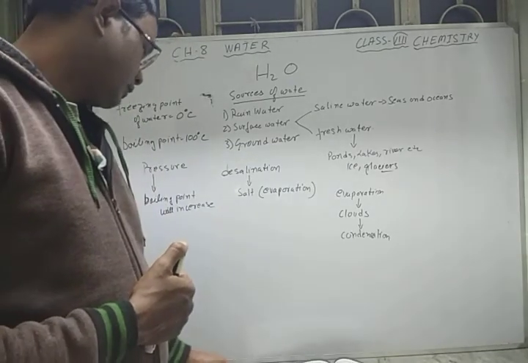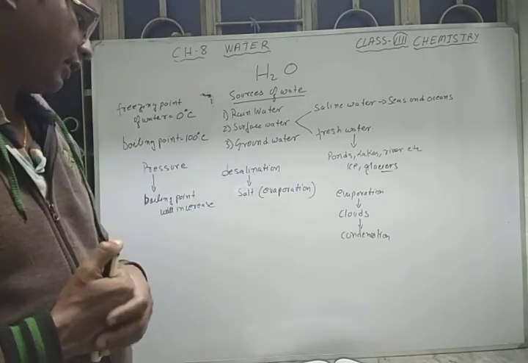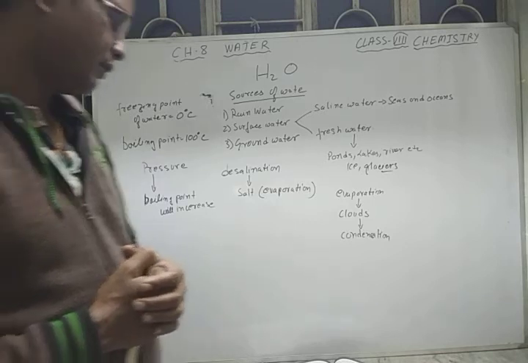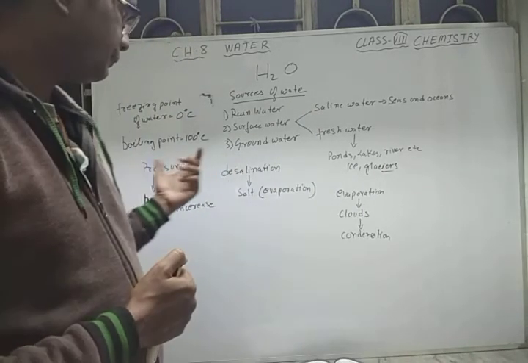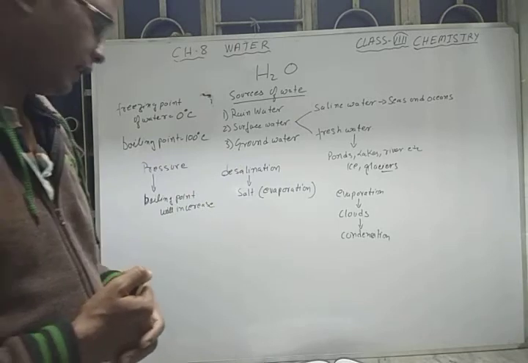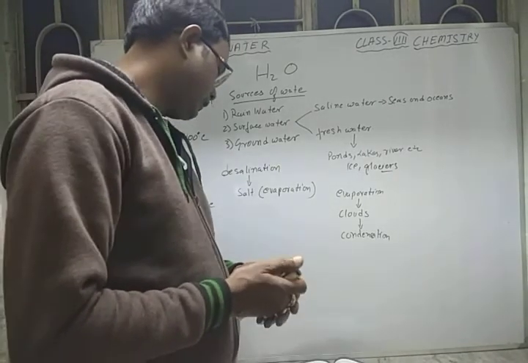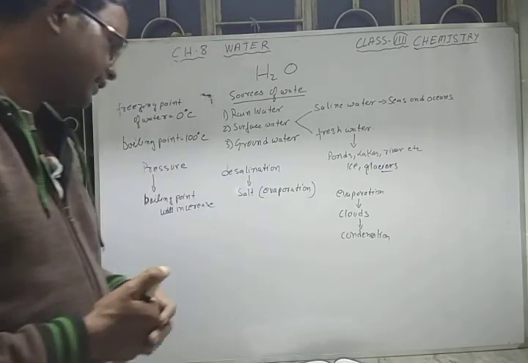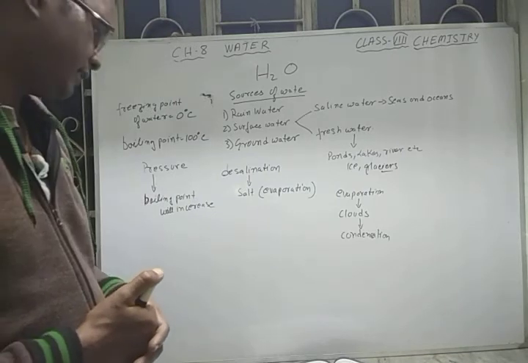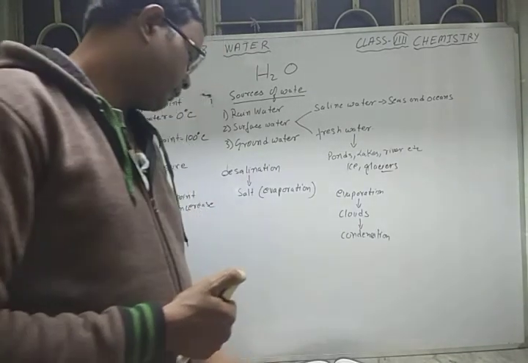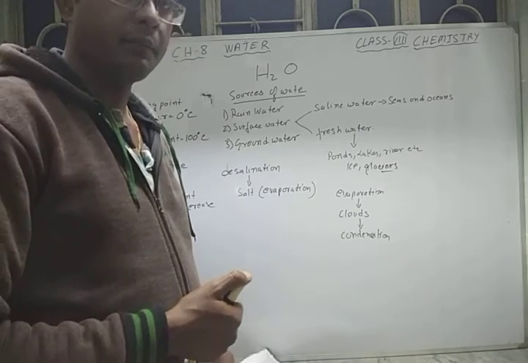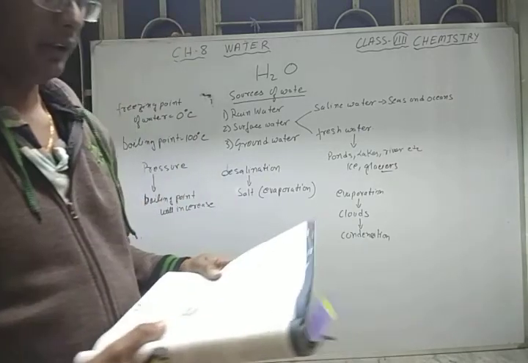Now the addition of impurities. Some impurities also alter the boiling point and melting point. So adding salt to water raises the boiling point. If salt is added, the boiling point will rise. The phenomenon is called elevation of boiling point.